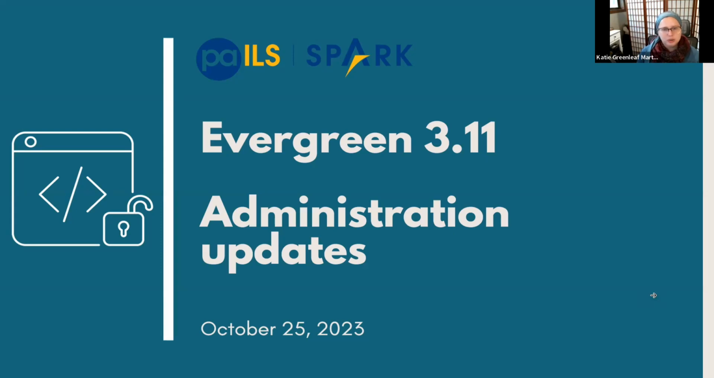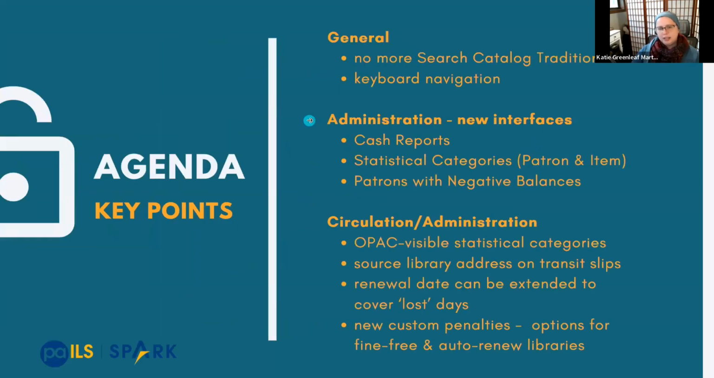What I'm going to talk through today are a bunch of the new things that we're going to be seeing when we upgrade to 311. I'm going to go through the list here, and then we'll take it point by point. We're reminding everyone that Search Catalog Traditional is going away at the time of the upgrade, so that will no longer be an option for searching from the staff side.